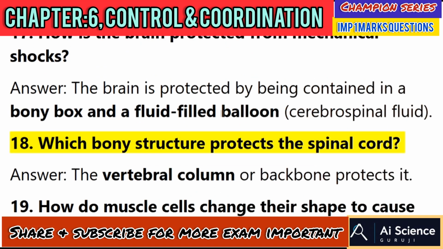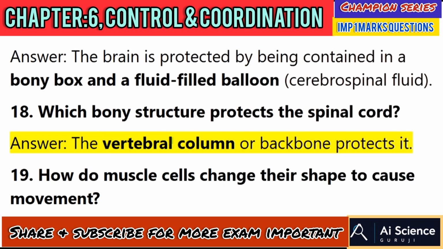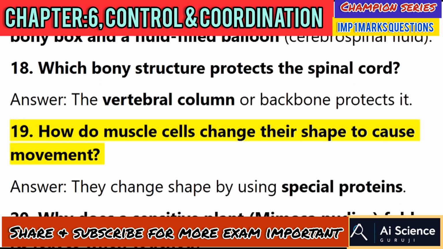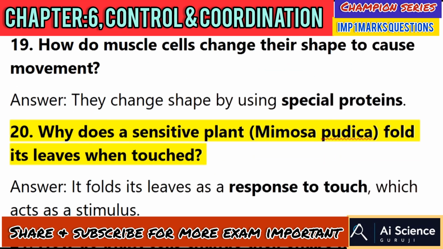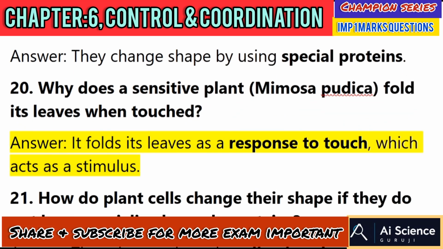18. Which bony structure protects the spinal cord? Answer. The vertebral column or backbone protects it. 19. How do muscle cells change their shape to cause movement? Answer. They change shape by using special proteins. 20. Why does a sensitive plant, Mimosa pudica, fold its leaves when touched? Answer. It folds its leaves as a response to touch, which acts as a stimulus.